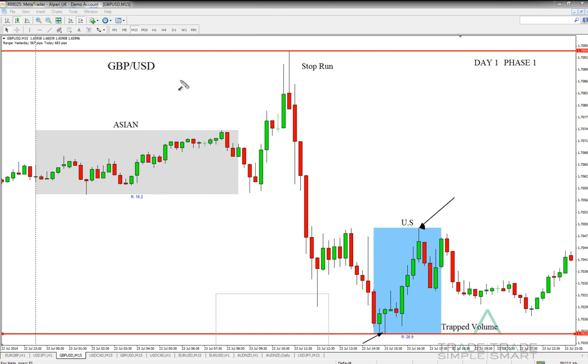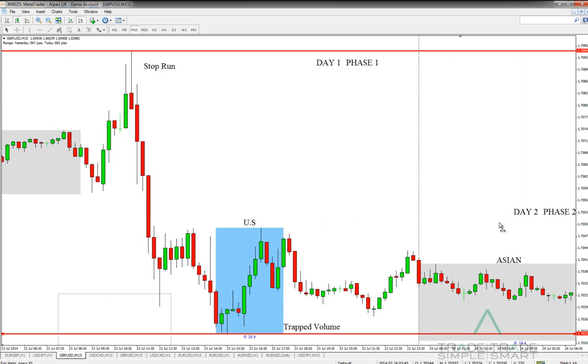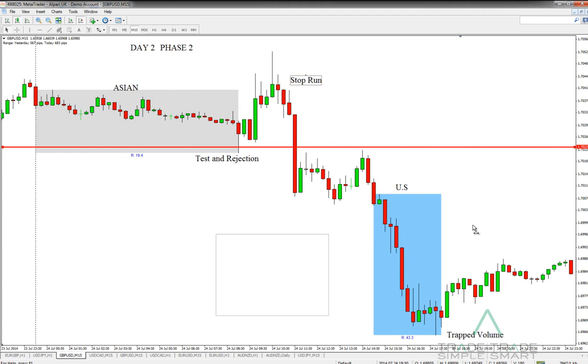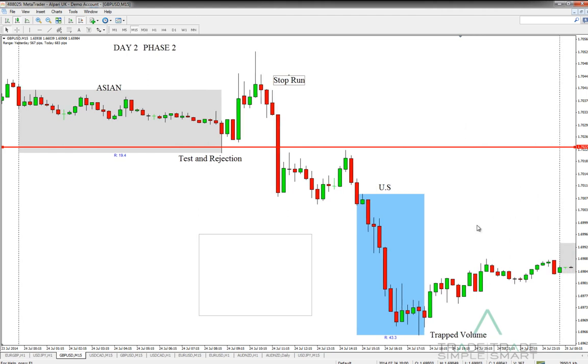But for now, we're looking at the high and also the low set for the session. So if we move on to day 2, and I've marked out the low of the day from the previous session, and look what happens. During the Asian session, we see a test and rejection of the previous day's low.